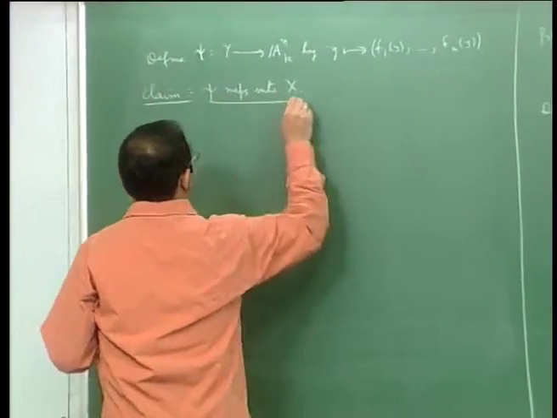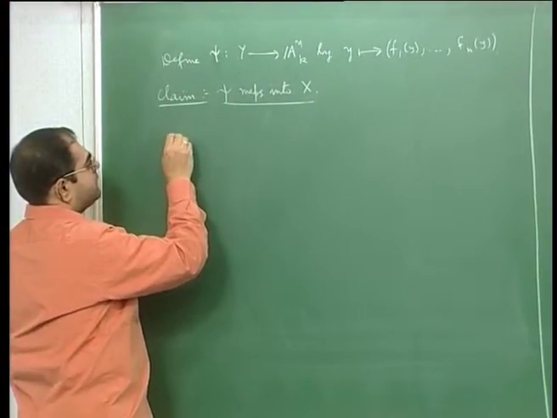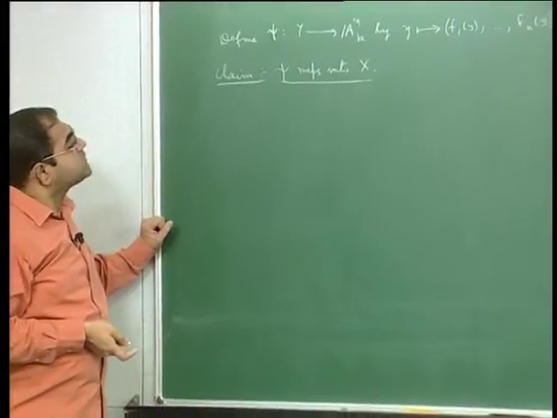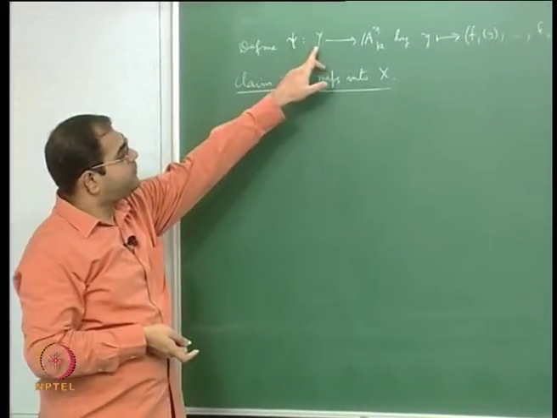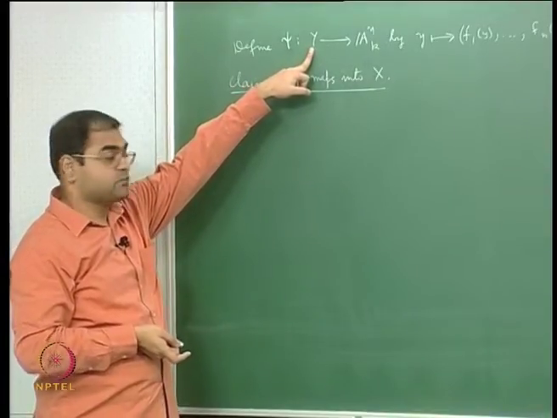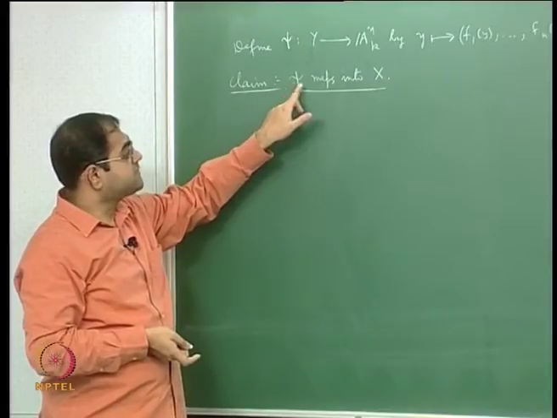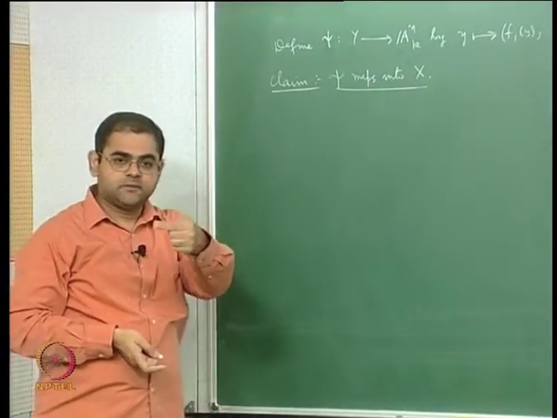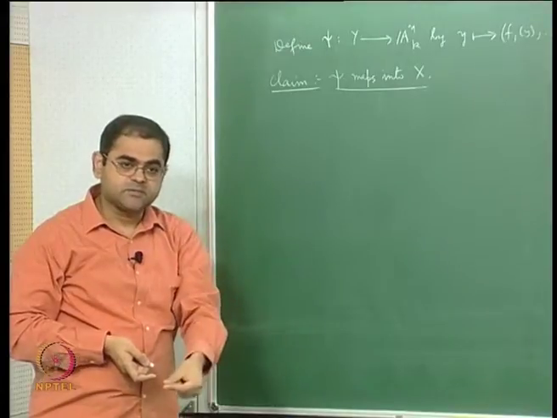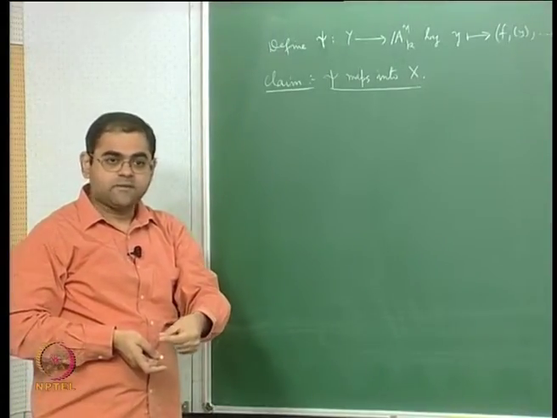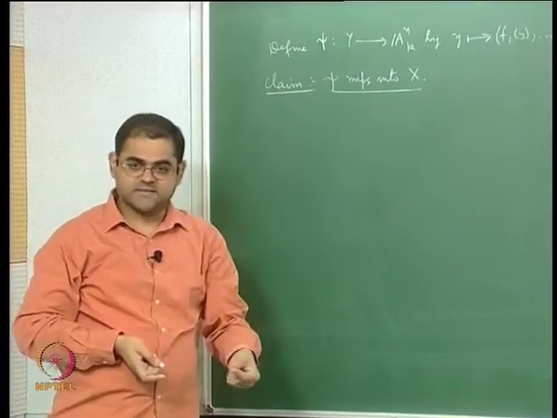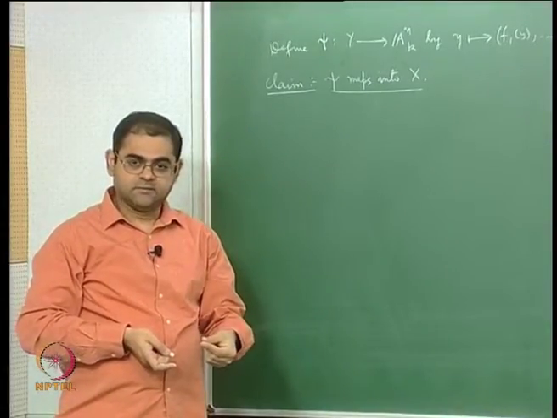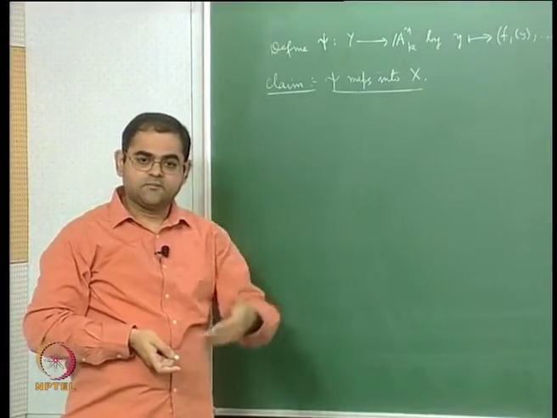So how do I show psi maps into x? It's very simple. How does one verify this? You have to show that given a point small y of capital Y, the corresponding point psi of small y is a point of An which actually lies in x. But how do you show a point of affine space lies in an irreducible closed subset? You will just have to show that it is a common zero of the ideal of that closed subset.